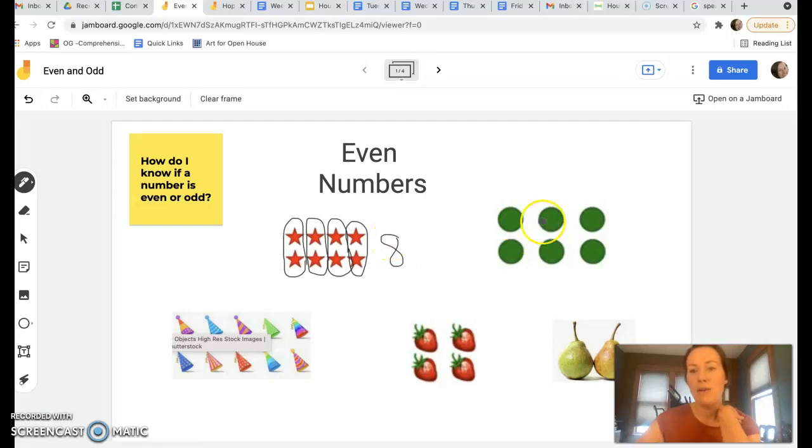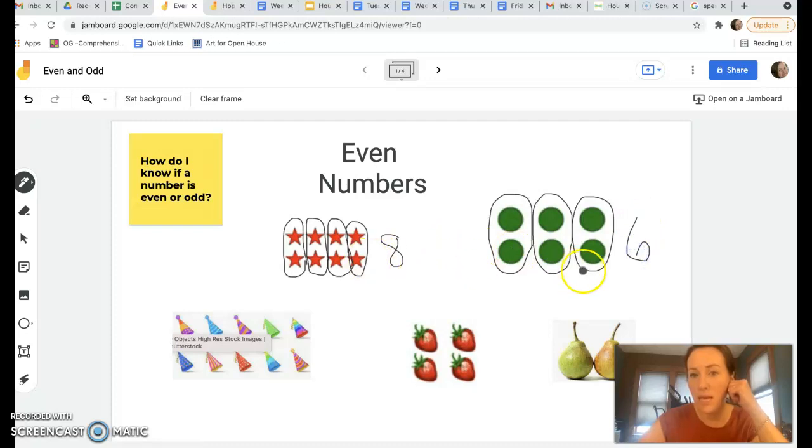Over here, I have 6 circles, and we notice that these circles can be paired up. And remember, we want each image, each picture to have a partner. That makes a pair, 2 makes a pair. And when we have each one with a partner, that makes an even number. We don't have one left over. So 6 is an even number. 8 and 6 are even numbers because when we draw out the number with pictures, each one has a pair.